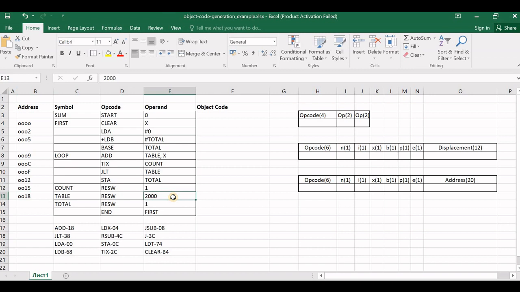This 2000 is a decimal value. When you convert this 2000 into hexadecimal, the value is 1770. So 1770 bytes you will be reserving in the memory location.